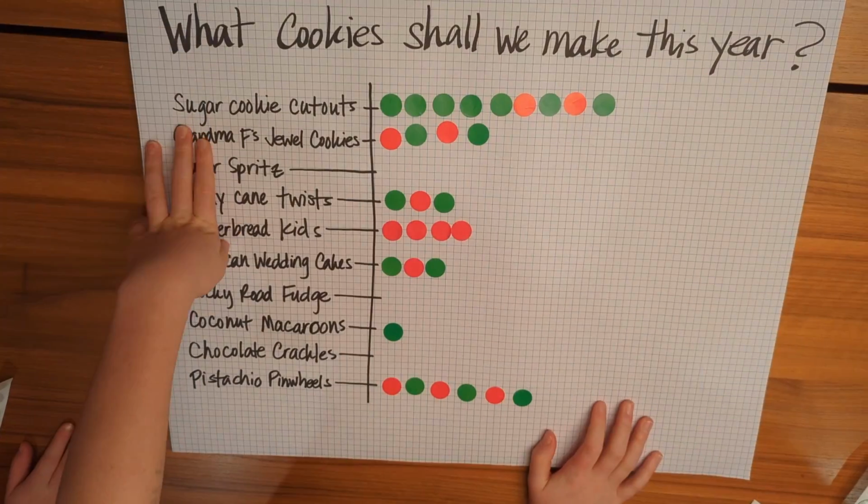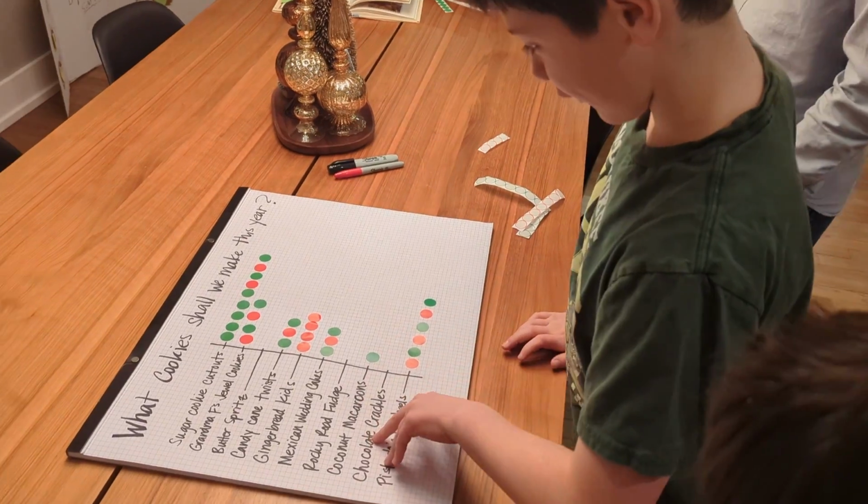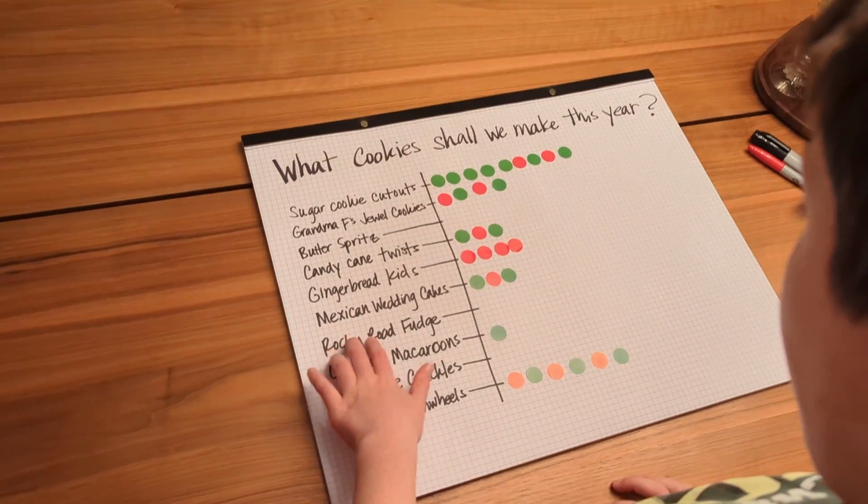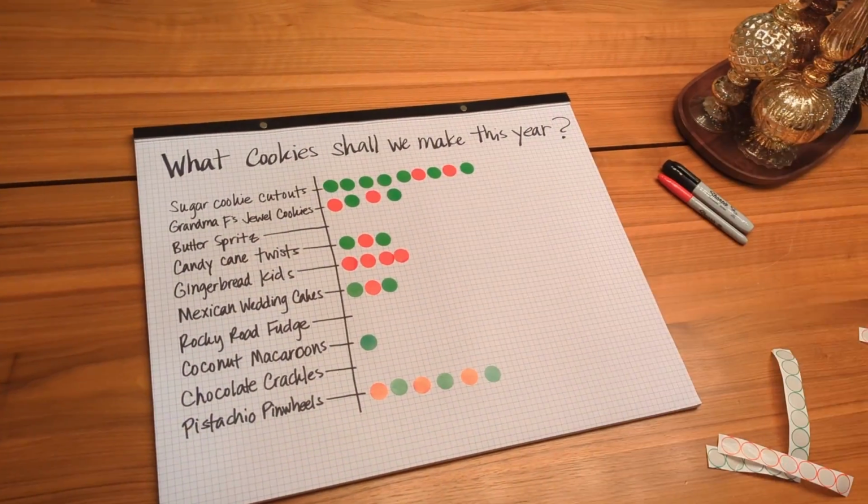Once the graph is done, you can analyze the data together. We talked about how the ranking of votes compared across the different types of cookies, which got the most, the second most, and so forth. It was also interesting to see which cookies from our original list didn't get any votes.